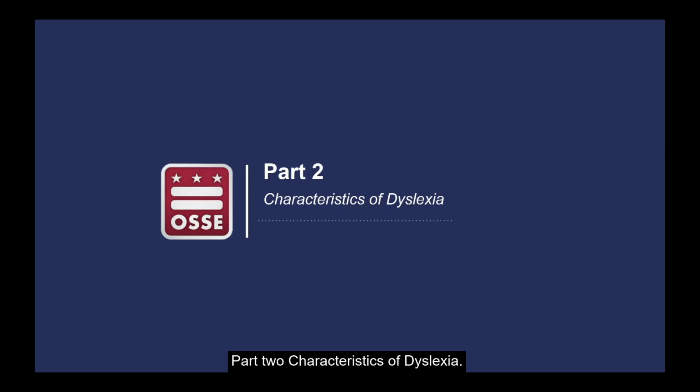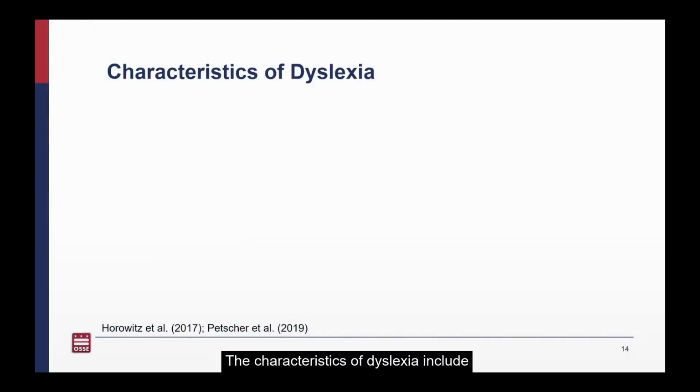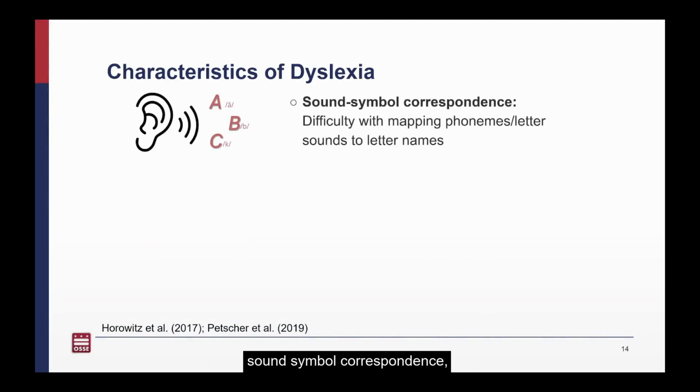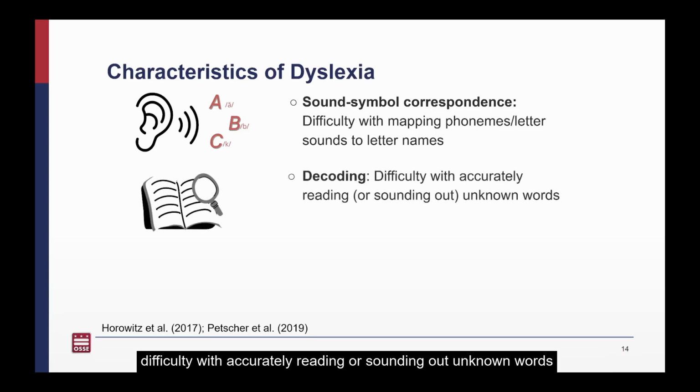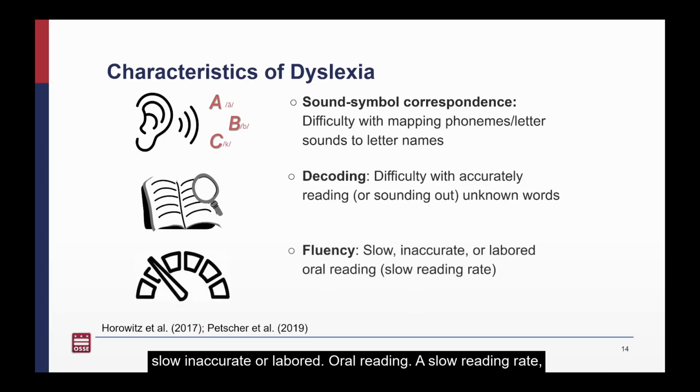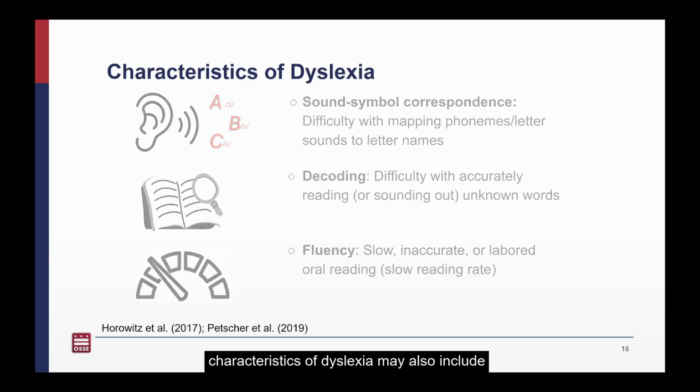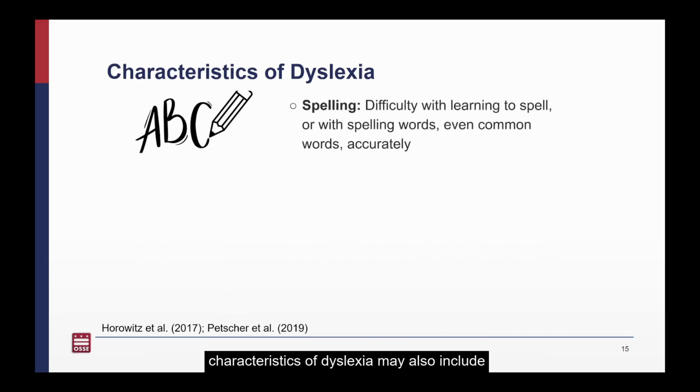Part 2, Characteristics of Dyslexia. The characteristics of dyslexia include sound-symbol correspondence, difficulty with mapping phoneme/letter sounds to letter names; decoding, difficulty with accurately reading, or sounding out, unknown words; and fluency, slow, inaccurate, or labored oral reading, a slow reading rate. Characteristics of dyslexia may also include spelling, difficulty with learning to spell, or with spelling words, even common words, accurately.